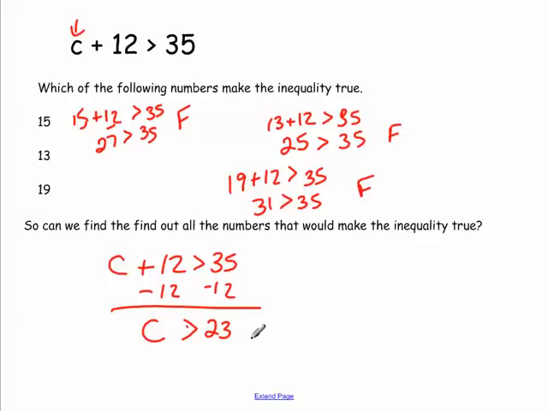It would have to be greater, okay? So the answer to this solution set is any number greater than 23. Now, I don't want you to say it's just 24 and above because we could deal with decimals. If I had 23.5, that would make this true up here. So C is greater than 23, any number greater than 23, and that includes decimals and fractions and all of that. Do you see how easy that was rather than just trying numbers?